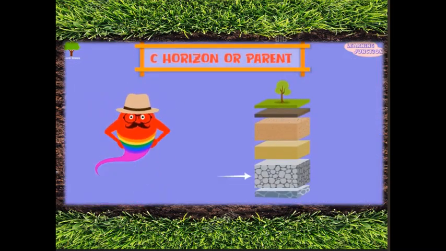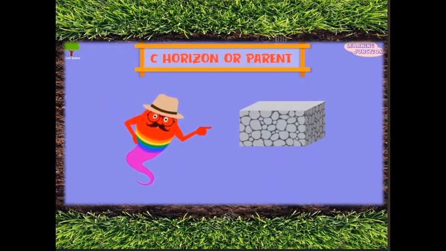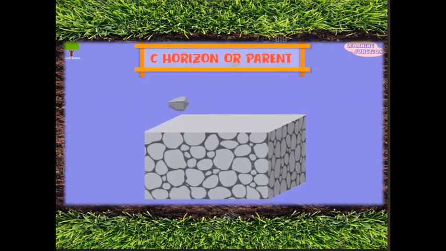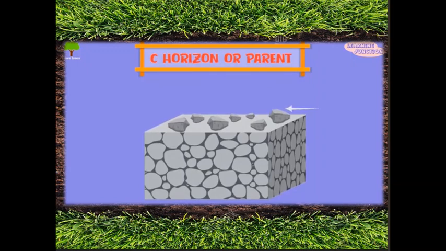C. Parent material. This layer is known as the parent material because the upper layers developed from this layer. It is made up mostly of large rocks. It consists primarily of solid big rocks.